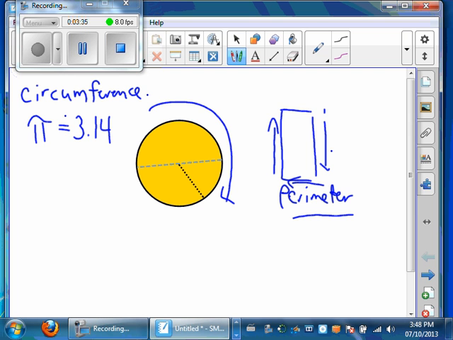Now, pi is an irrational number because it is a non-terminating decimal and it can't be represented as a fraction, and it never repeats itself. So it's a very unique number to circles and to mathematics, but it's known as an irrational number. So we can say that circumference C is equal to d times pi.